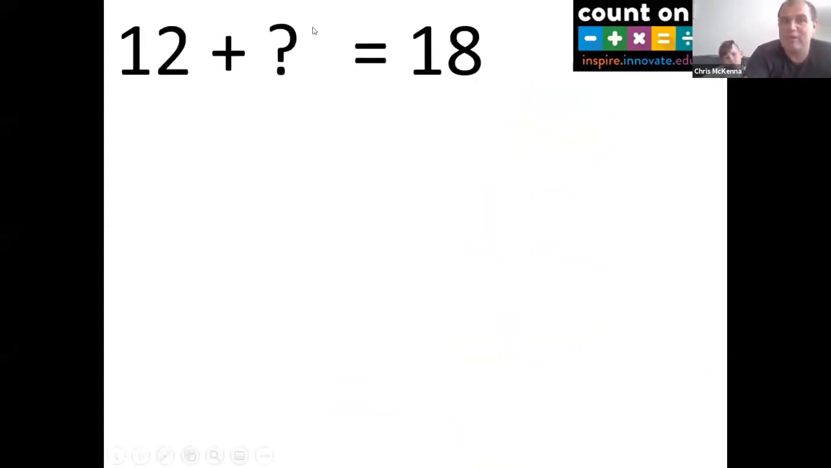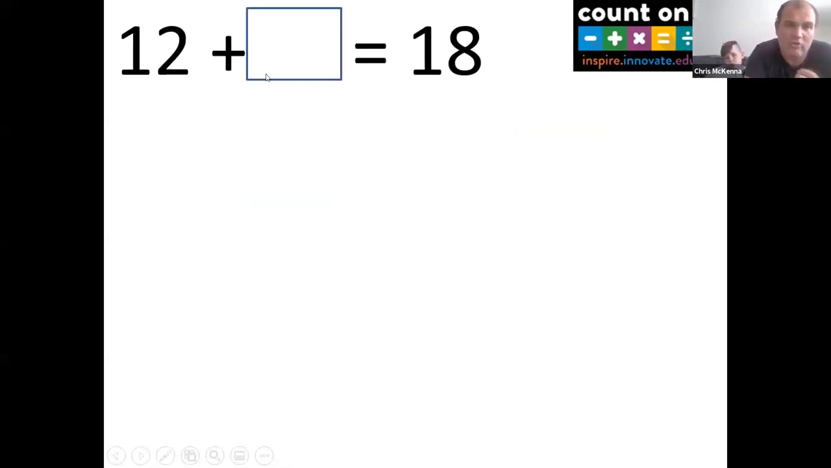So 12 plus a number equals 18. So we're filling in the missing number. 12 plus what equals 18? So this is us doing algebra right now. Do you know the answer? Yeah? So 12 plus something equals 18. Now we can model this out.